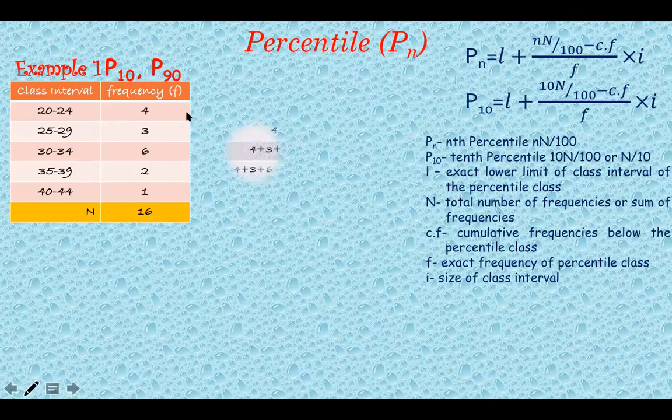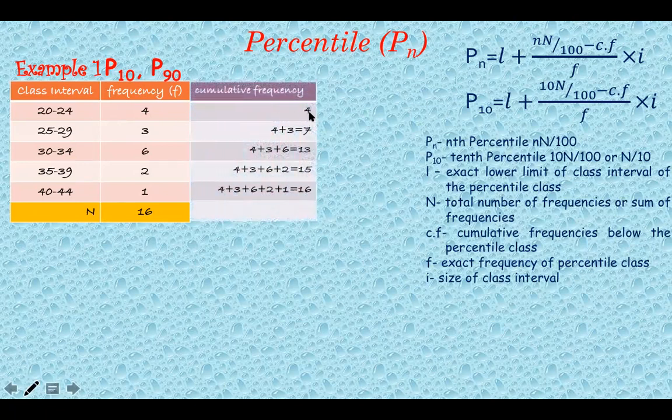That means I will start from the upper class with 4, and then 4 plus 3, then 4 plus 3 plus 6, then 4 plus 3 plus 6 plus 2, then 4 plus 3 plus 6 plus 2 plus 1. The last cumulative frequency will be equal to the total number of frequencies. Now we have to calculate the 10th percentile. To find where the 10th percentile lies, we have to find that class interval, the same way we found the median class and the quartile class.